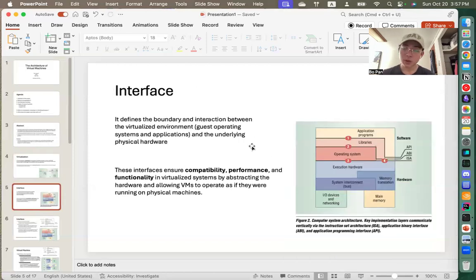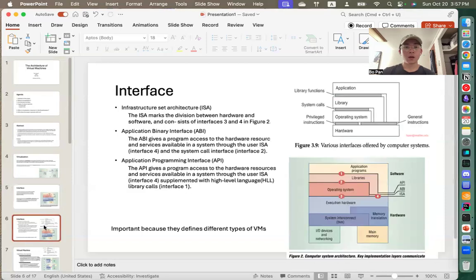Before we talk about virtual machines, we need to talk about the interface. The interface defines the boundary and interaction between the virtualized environment and the underlying physical hardware. They're important because they ensure compatibility, performance, and functionality. Here are the different kinds of interfaces.